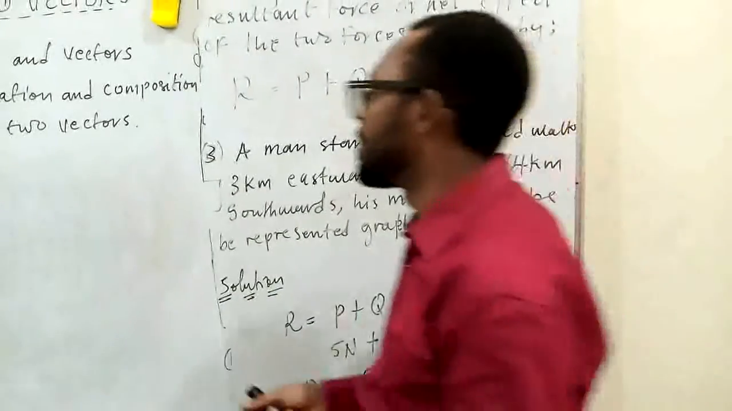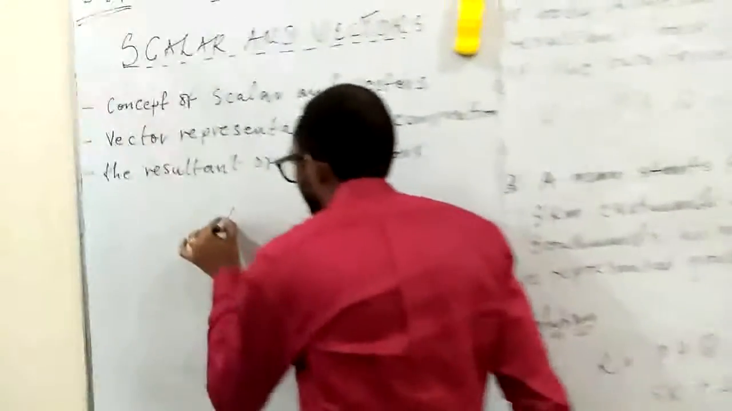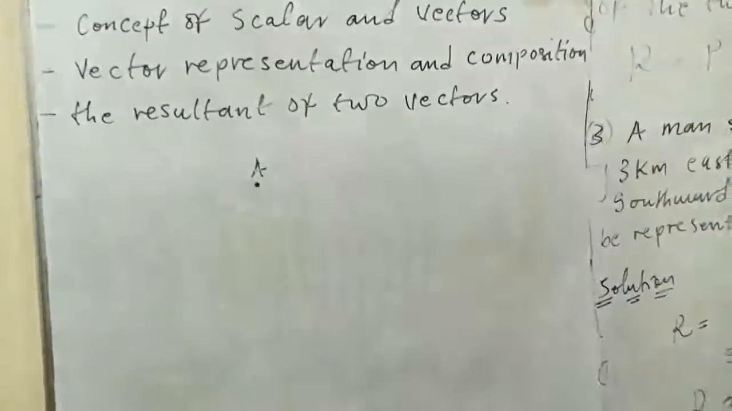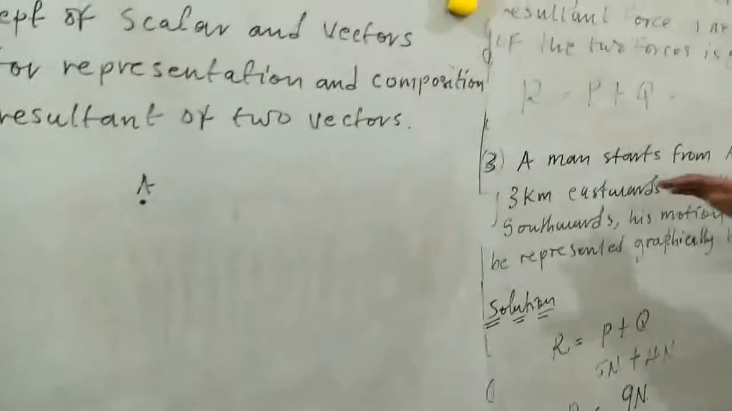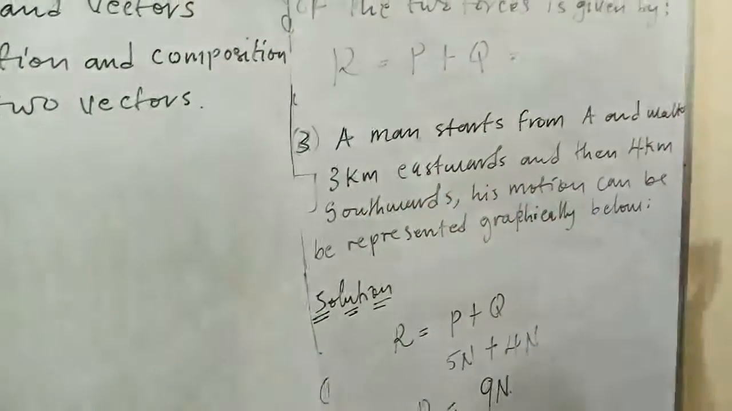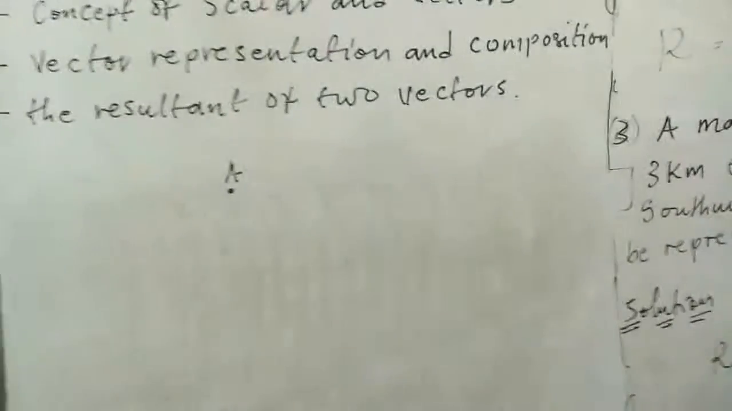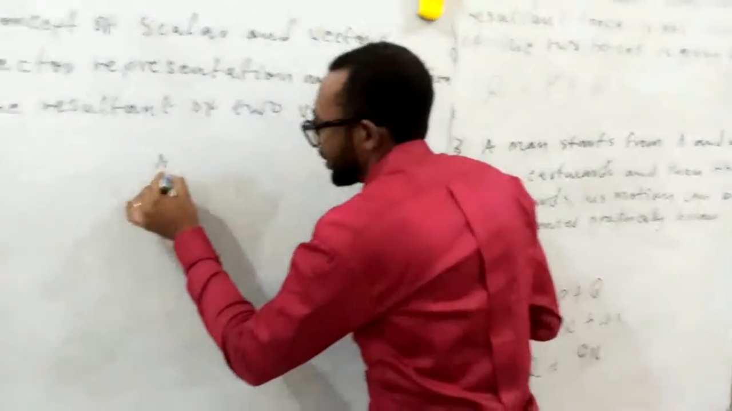Okay, let's assume this is point A. That's point A. Follow me carefully. A man starts from point A and walks 3 kilometers eastward. Of course, you know your east is this side, right? You have your east this way. How many kilometers? 3.